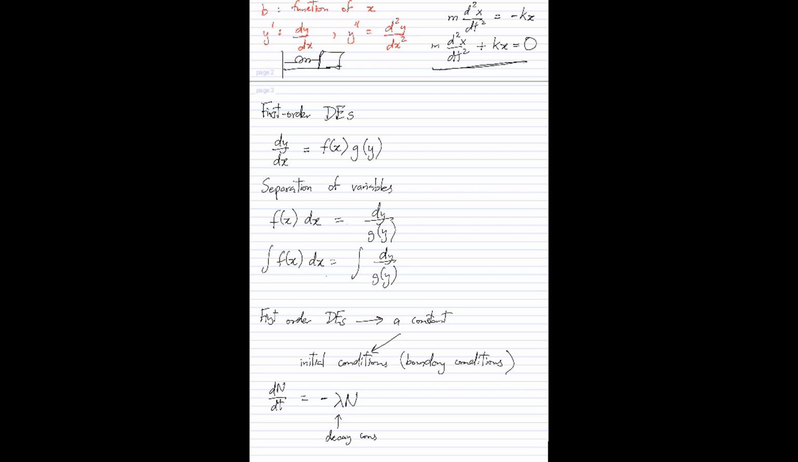Okay, if you want to solve this differential equation, you just have separation of variables. N, remember, is a function of time. So you take all the n to one side, all the time to the other side. Lambda is a constant. So this implies that I can write dn over n is equal to minus lambda dt, and then I can integrate both sides.